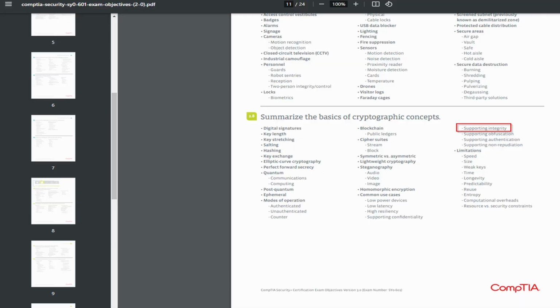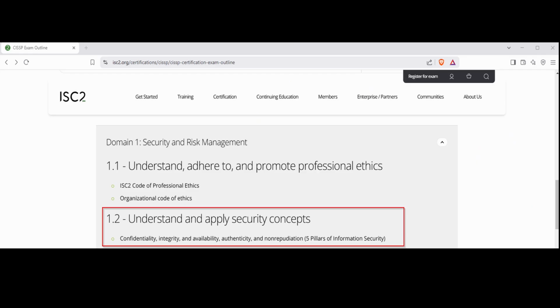I'd also like to take a moment to mention that security certification exams like CompTIA Security Plus and ISC2 CISSP exam love to ask questions about this topic to ensure that you understand these concepts because of how fundamental it is.